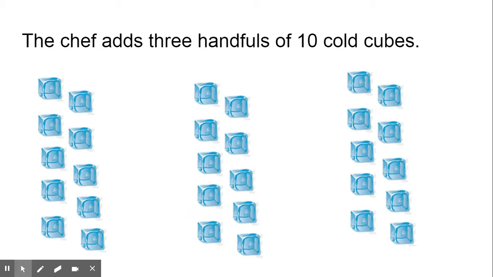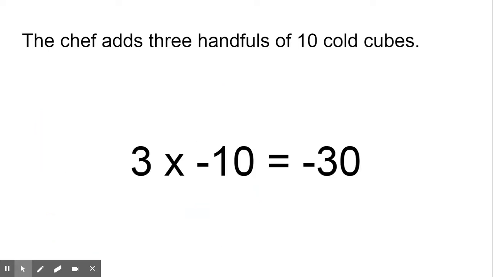In this recipe, the chef adds 3 handfuls of 10 cold cubes. What will happen to the soup this time? We can model this with the number sentence 3 times negative 10. It's positive 3 because we're adding 3 handfuls. But it's negative 10 because we're adding in cold cubes. We will always put our handfuls first and then our cubes. Overall, the temperature change when we add 3 handfuls of 10 cubes is 30 degrees colder, so negative 30.